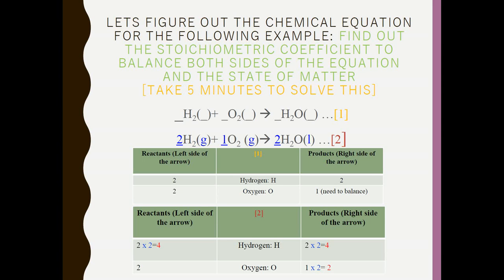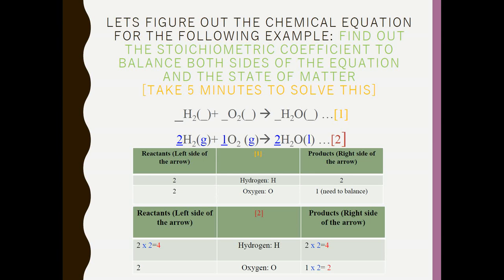Let's figure out the chemical equation for the following example. Find out the stoichiometric coefficients to balance both sides of the equation and state the state of matter. Take 5 minutes to solve this equation. You can pause the audio and take 5 minutes to solve this by yourself, and then you can come back and resume and check your answers.